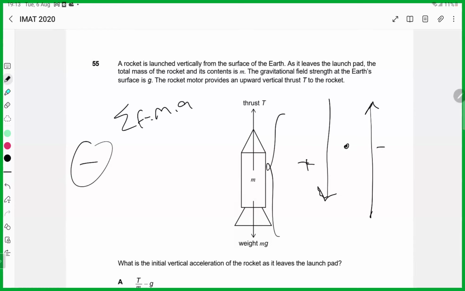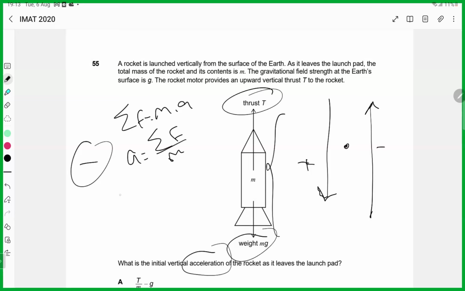So he wants the acceleration. So a equals the sum of forces over the mass. And the forces here are the thrust and the weight. So acceleration equals the thrust over the sum of forces, which is both of them. So thrust minus the weight, which is mg.